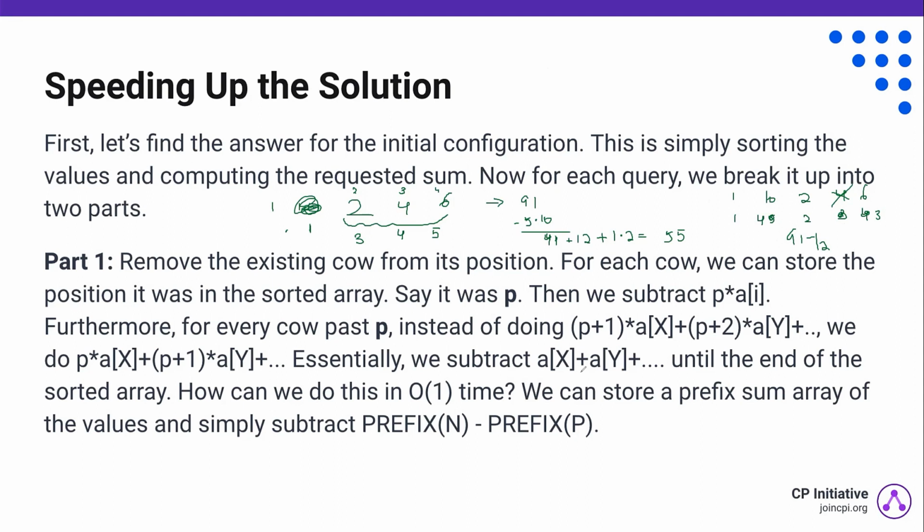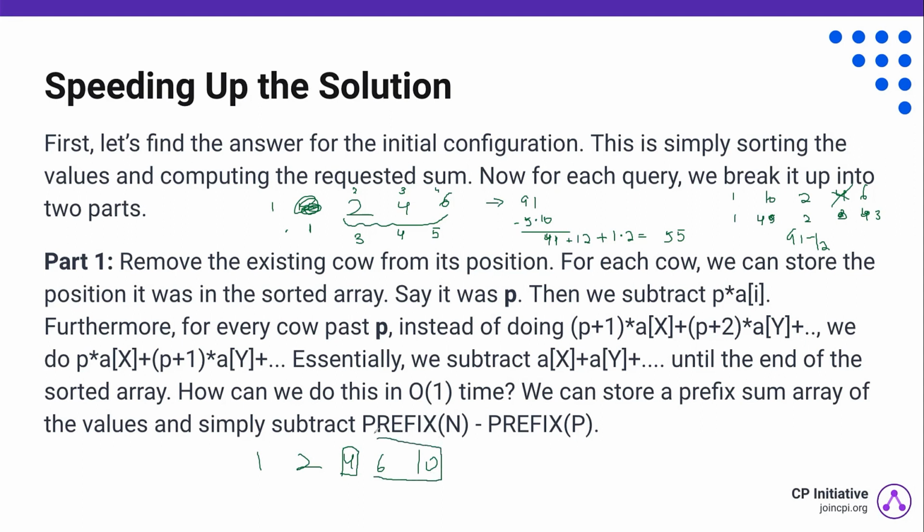And the way that we can compute this in O(1) time, the value after removing the original cow, is by making a prefix sum array. So we originally sorted the cows, so we have 1, 2, 4, 6, 10. And if we're removing the cow at position 4, then we also subtract 6 plus 10.